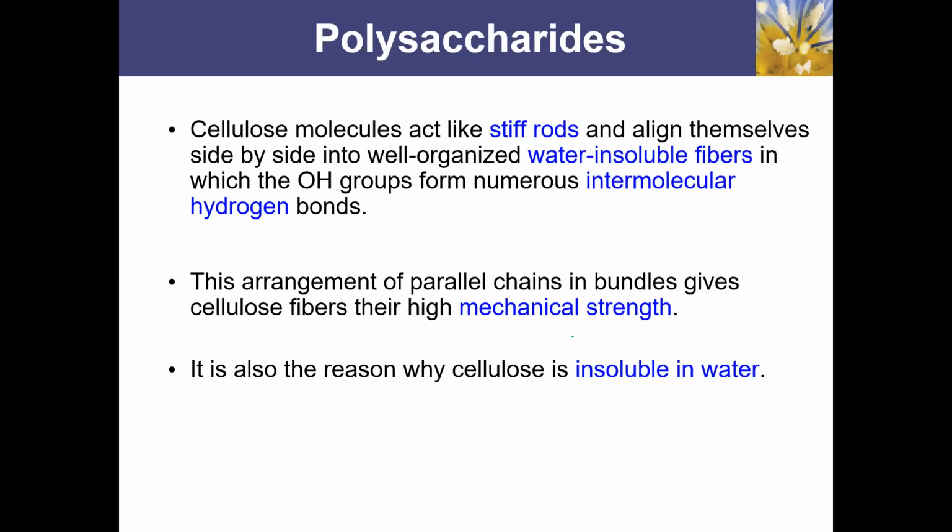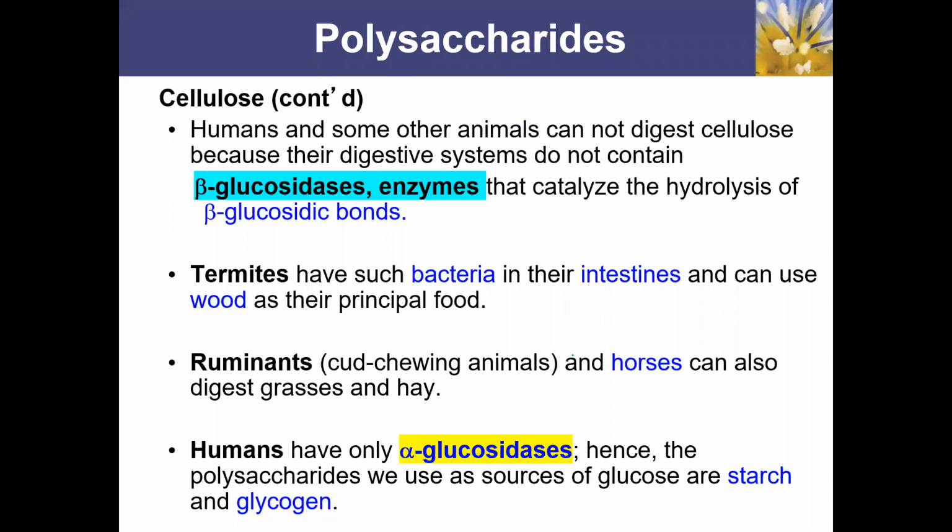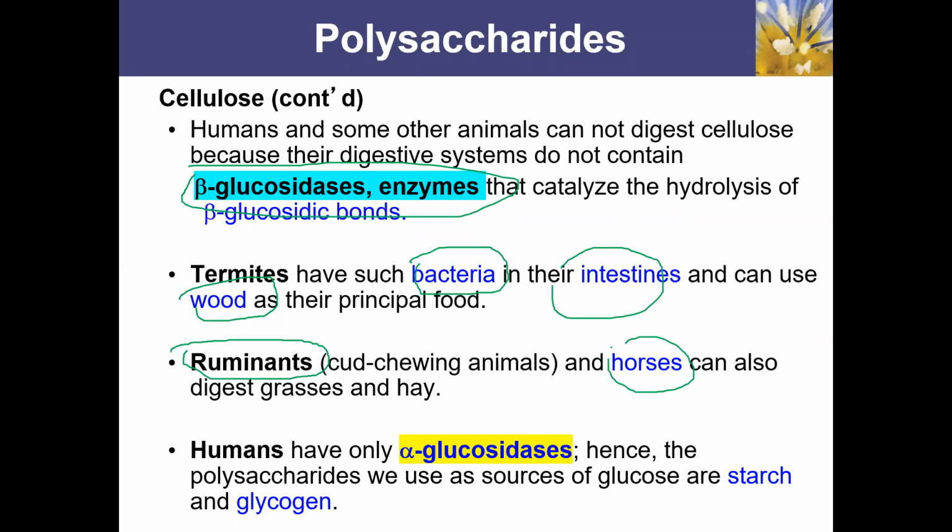So that's why, as I said, they have intermolecular hydrogen bonding, and this is also the reason they're insoluble in water. This is the same thing we discussed: we don't have the enzyme beta glucosidase. Termites have bacteria in their intestines, so that's why they can eat wood, because they have the enzyme beta glucosidase. And some animals like horses can also digest grass and hay because they have beta glucosidase, whereas we have only alpha 1,6 glucosidase. We discussed all that.